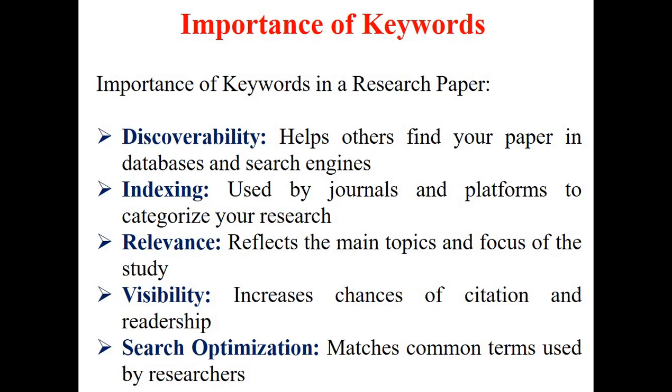Indexing is used by journals and platforms to categorize your research. Relevance reflects the main topics and focus of the study. Visibility increases chances of citation and readership. If you put the proper keywords, there is a better chance of citation and readership. Search optimization matches common terms used by researchers.